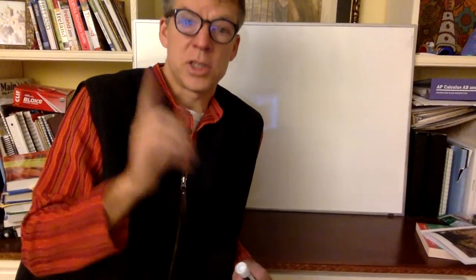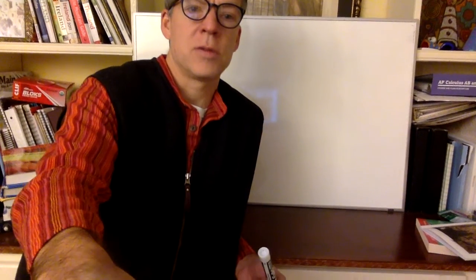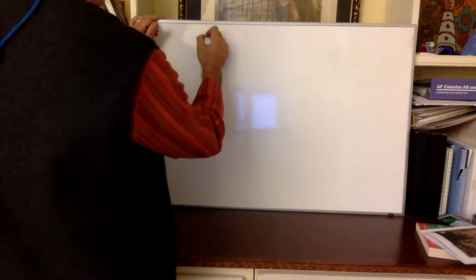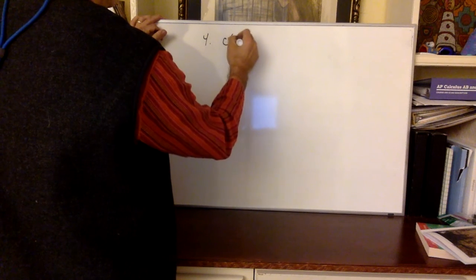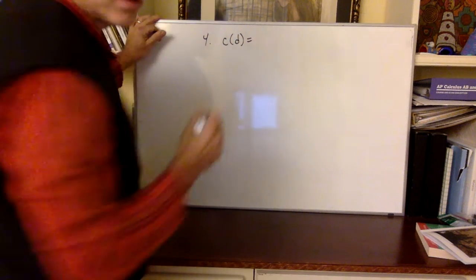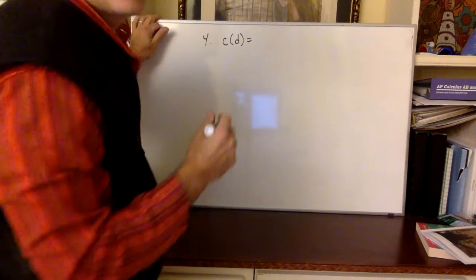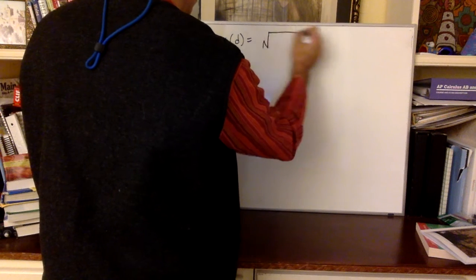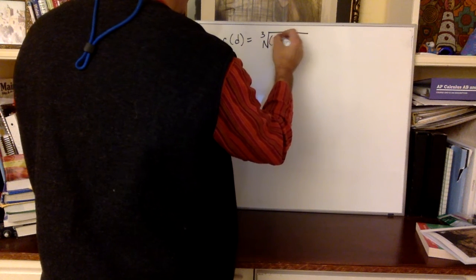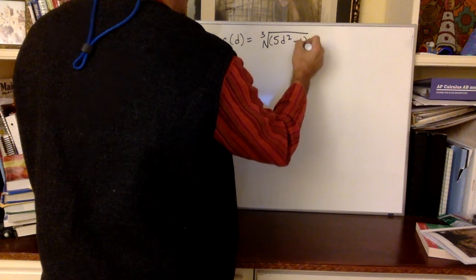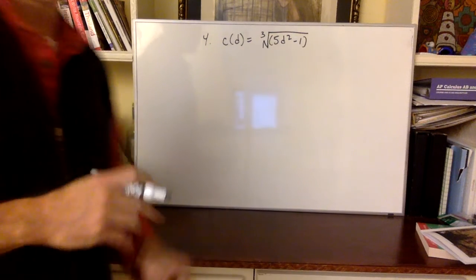Hey there, calculus class. I am here to explain certain problems on the chain rule homework, and I'm going to start with number 4. So we have C of D equals cube root of 5D squared minus 1. We're supposed to take the derivative of that.